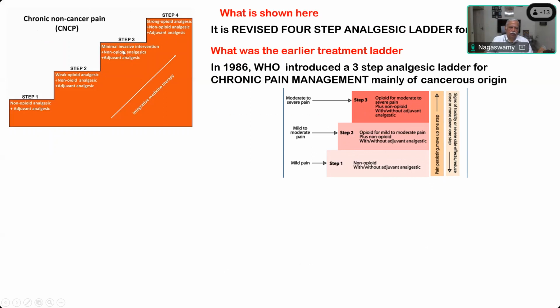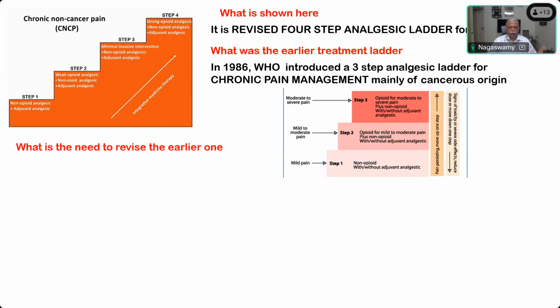So that is the reason it has been modified. Step 1 has no opioid at all: non-opioid with adjuvant. Step 2 is weak opioid, non-opioid and adjuvants. Step 3 is minimally invasive measures like interventional blocks or IFP and other conservative measures. Then step 4 goes for the strong opioid analgesic plus non-opioid plus adjuvants. So what is the need to revise the earlier one?